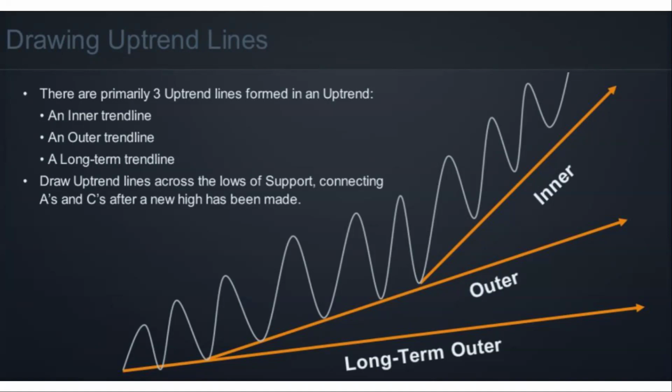And now, which one is the long-term trend line? Which one is the outer? Which one is the inner? The long-term is the first trend line that you draw, that is connecting the first A and the first C. Okay? That's what gives you your outer trend line.